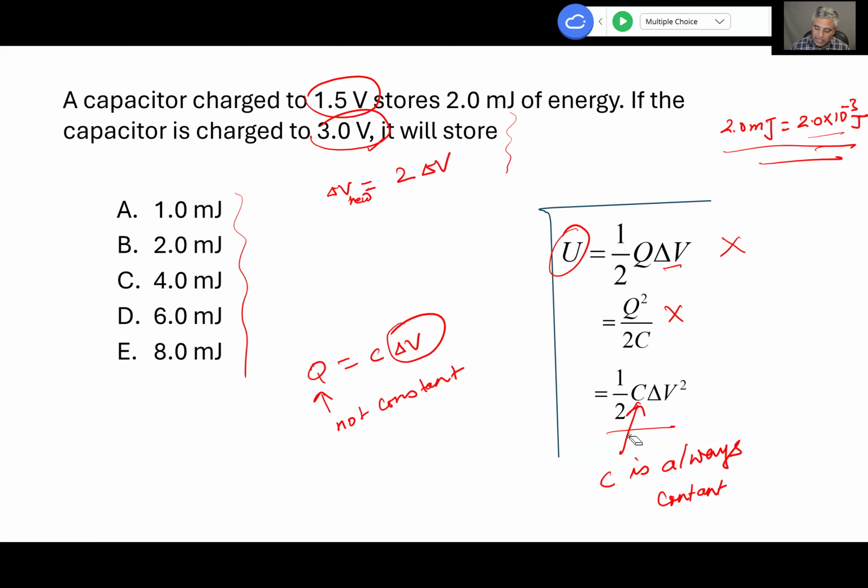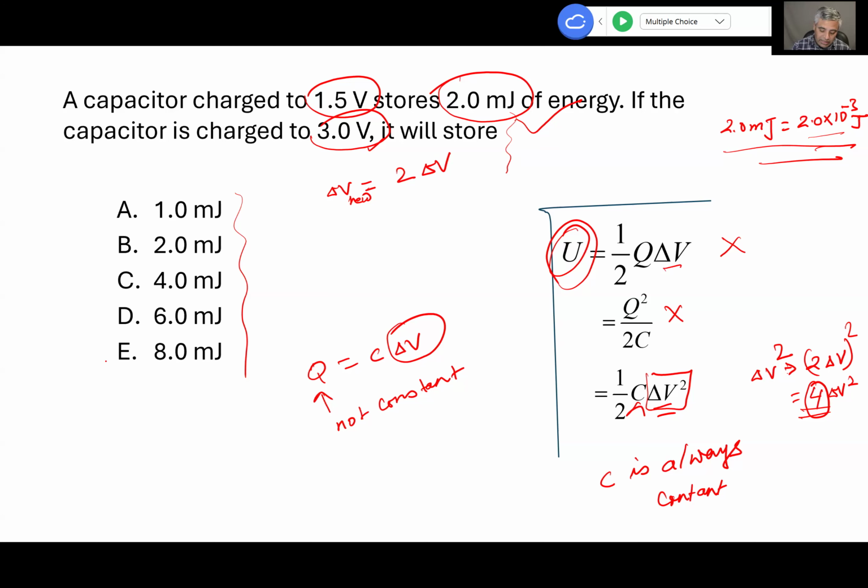Okay. So now what happened? Delta V becomes 2 times delta V. Delta V squared is in the equation, so it has to be squared. So it has to be 4 times delta V squared. Because of this delta V doubling, energy becomes 4 times larger. See, there is 4. So originally there is 2 millijoules for 1.5 volts. Then doubling is going to be 4 times that, meaning that's going to be 8 millijoules, not 4.